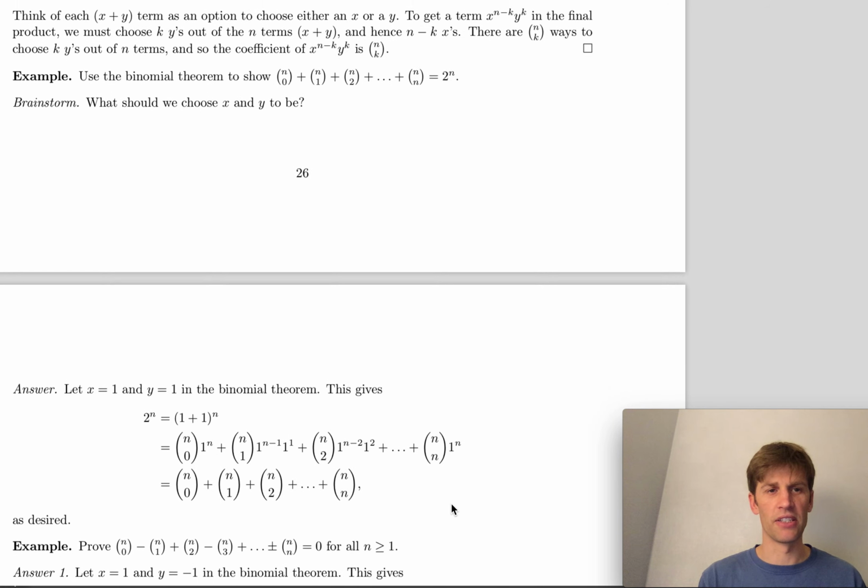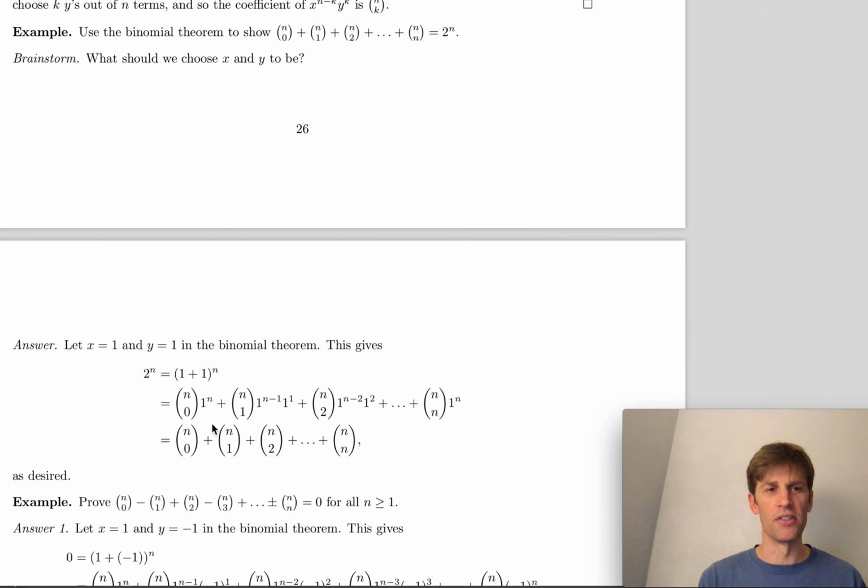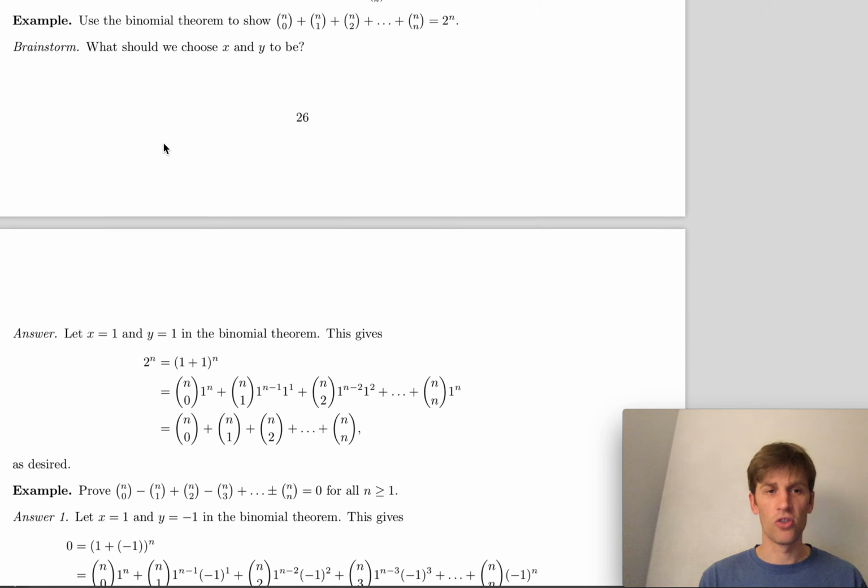So the explanation for this example was, in the binomial theorem, choose x and y both to be 1. Then you have 2 to the n, that's just x plus y to the n. I'm using the binomial theorem: x plus y to the n is this long sequence here. And 1 raised to any power is just 1. So I can remove all these 1 to certain powers and just get the sum of all the binomial coefficients, as desired. So that's very nice.